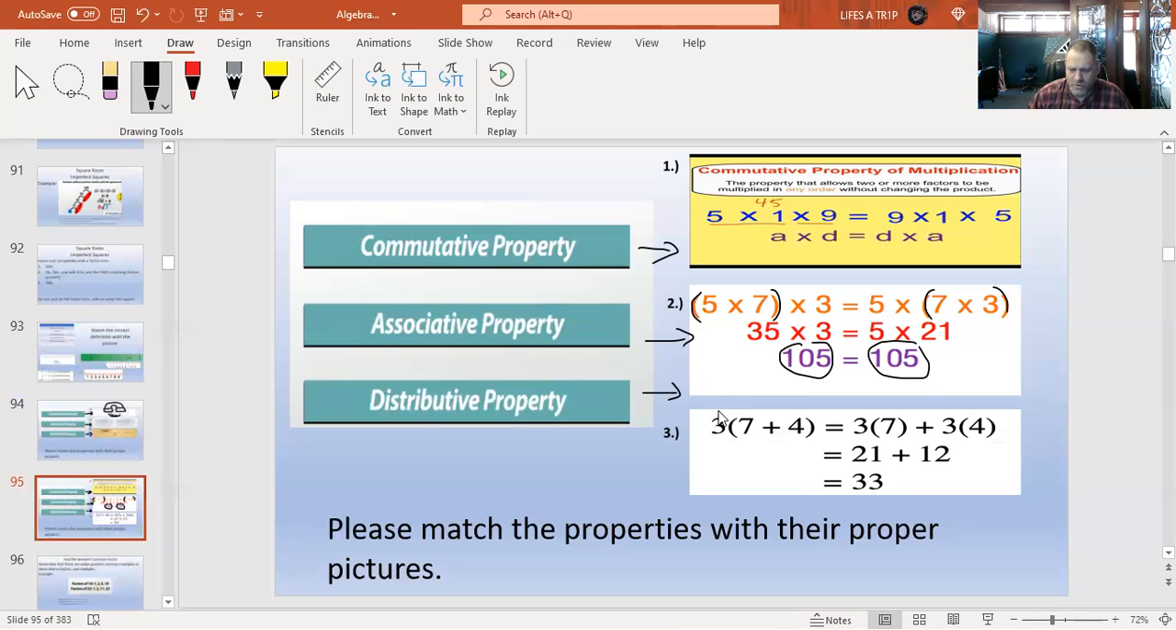All right, let's look at distributive property. Really, we're just taking 3 times 7 and then 3 times 4. All right, guys, and we have 33.